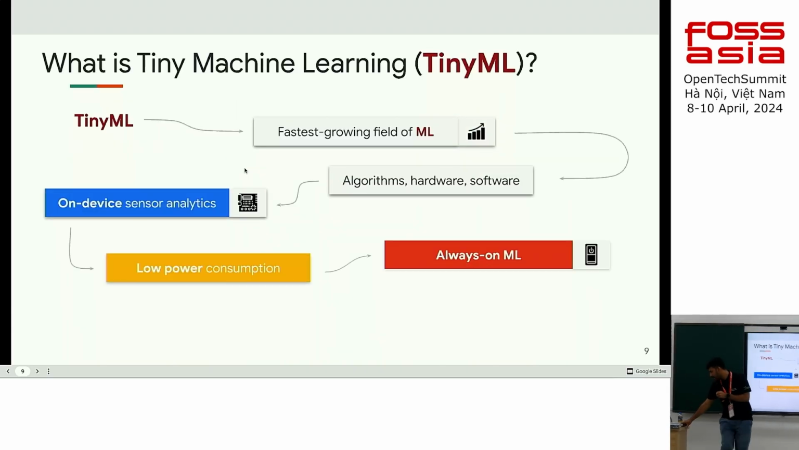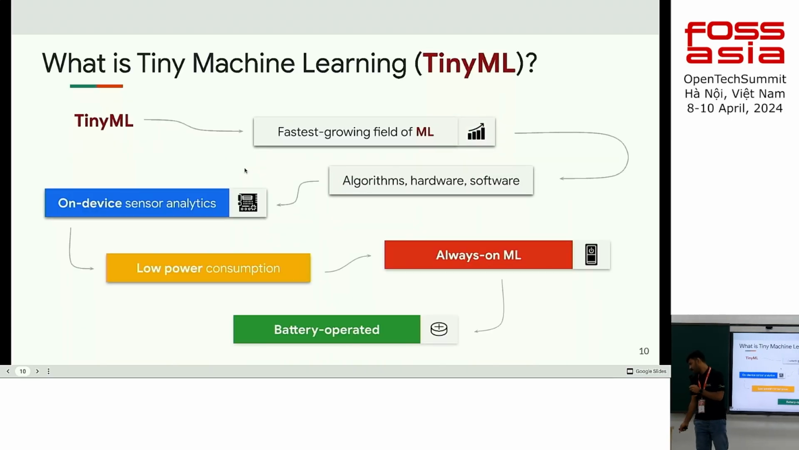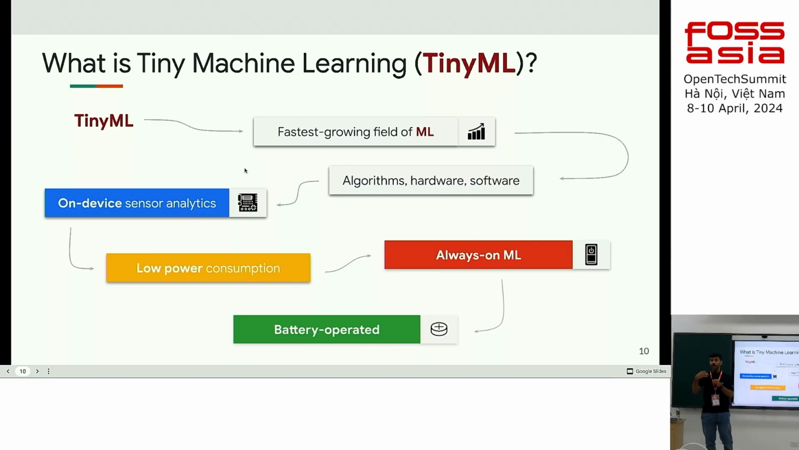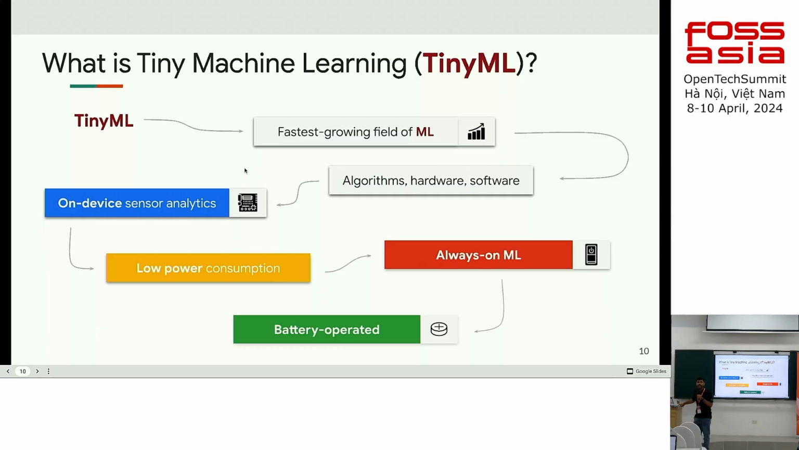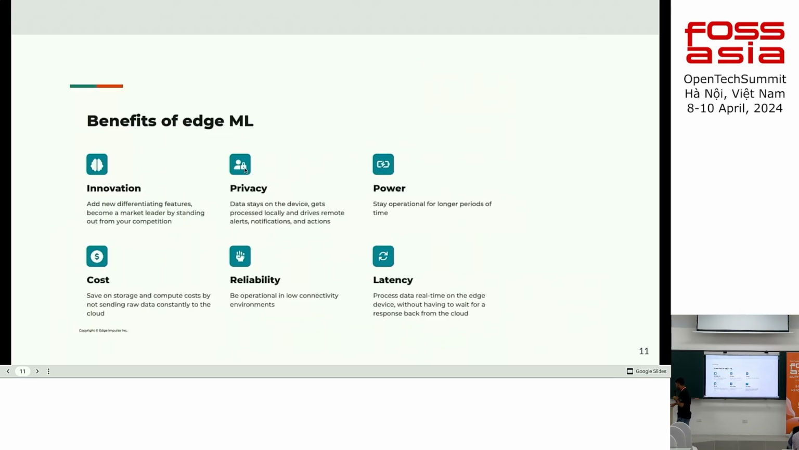I have a few slides. It's the fastest growing field of machine learning right now. If you are a student, it's the best thing you can try to learn, because it's the fastest growing field. We have so many algorithms, hardware, software, etc. It does on-device sensor analytics, because everything runs inside a small chip. So that's cool, and always-on ML with low power consumption. The main benefits of EdgeML are innovation, privacy, power, cost, reliability and latency.